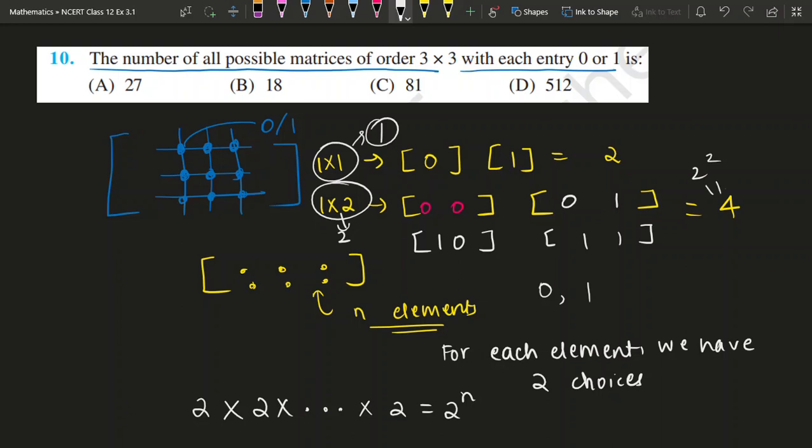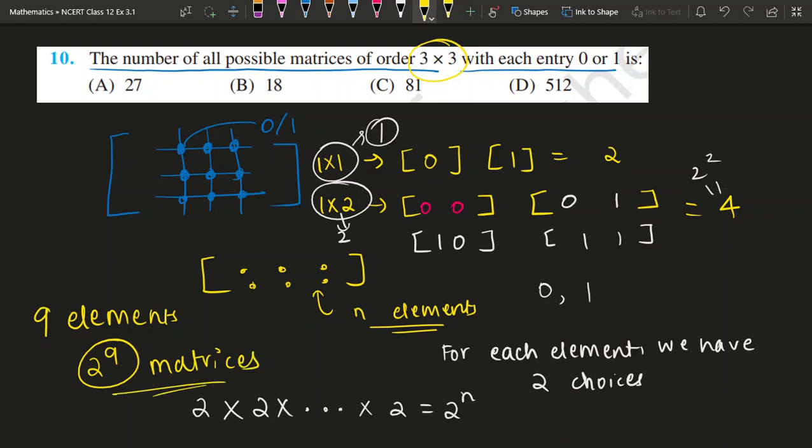So for a 3 by 3 matrix, you have 9 elements. And since there are 2 choices for all the elements, there are a total of 2 to the power 9 permutations, or 2 to the power 9 matrices available for satisfying this hypothesis. And 2 to the power 9 is just 512, and so the correct answer is D, 512.